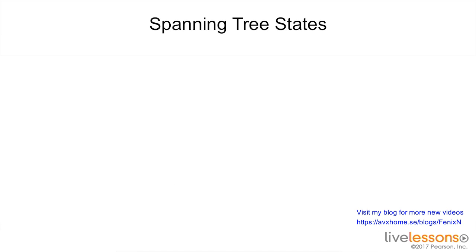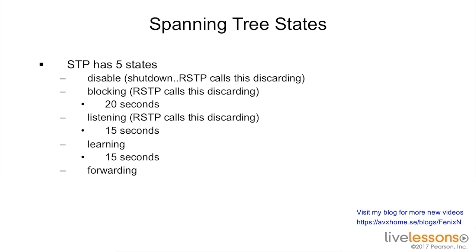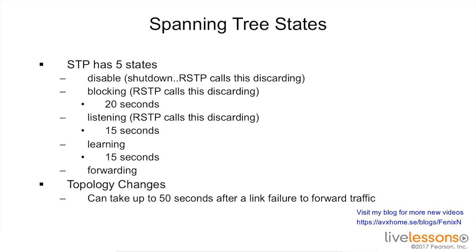By default, Spanning Tree has five different states that ports go through as they are trying to find loops in the network. In older Spanning Tree protocols, these states were disabled, blocking, listening, learning, and forwarding, and each state had a time associated with it. So as you can see, if you add 20 to 15 to 15, you could wait over 50 seconds after a link failure before you start forwarding traffic.